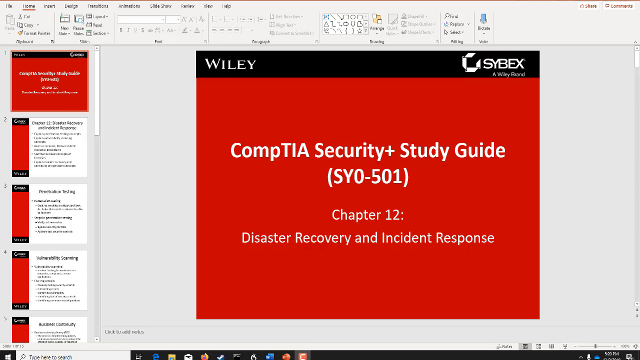And this week we're going to be talking about disaster recovery and incident response. So this is one of the chapters in the book that, again, can be seen across many different certification paths and tracks. And with the Security Plus, it kind of covers disaster recovery and incident response at a mid-level. So let's go ahead and get started.